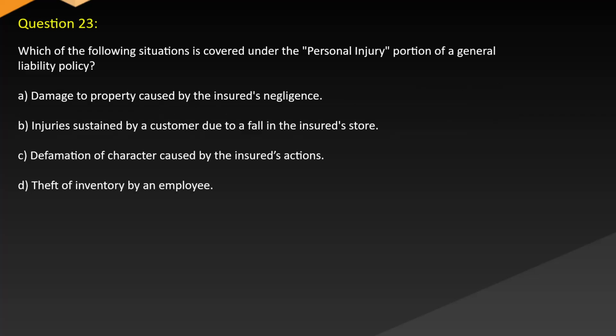Question 23. Which of the following situations is covered under the personal injury portion of a general liability policy? A. Damage to property caused by the insured's negligence. B. Injury sustained by a customer due to a fall in the insured store. C. Defamation of character caused by the insured's actions. D. Theft of inventory by an employee.